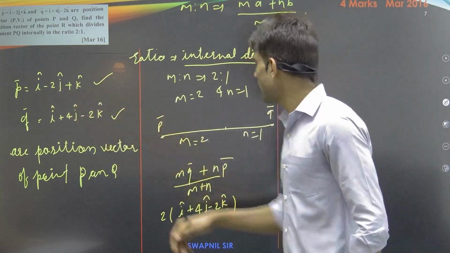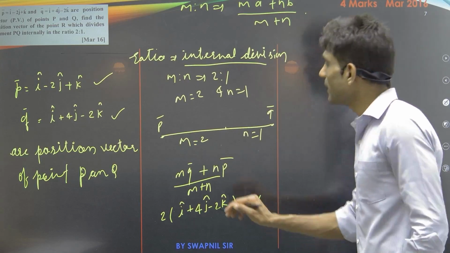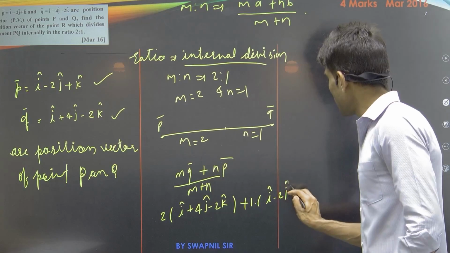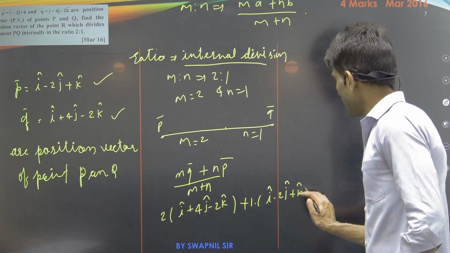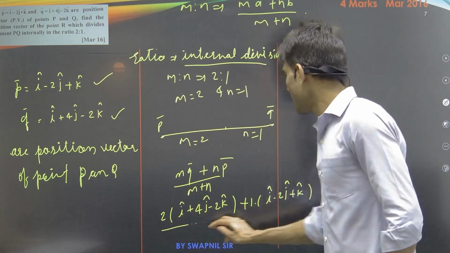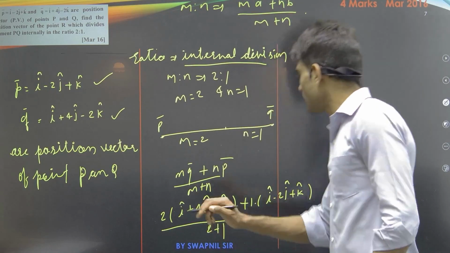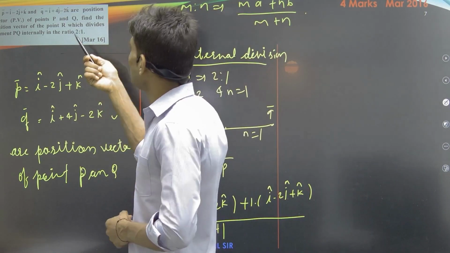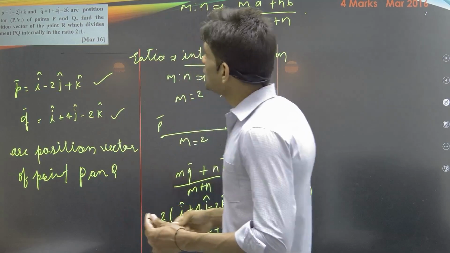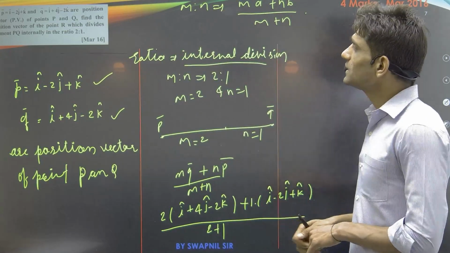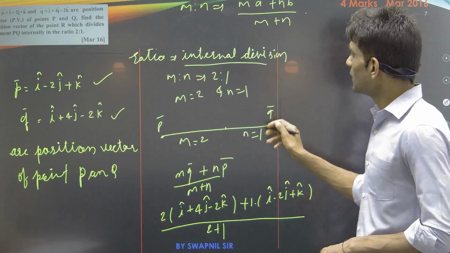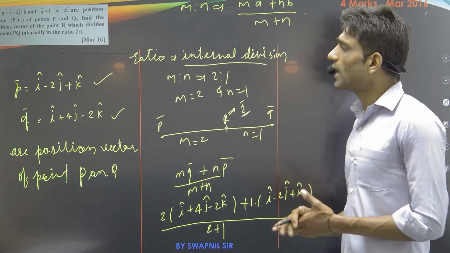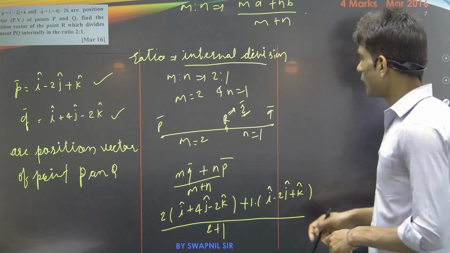Now what is the value of p bar? n is 1, into p bar, which is i cap minus 2 times j cap plus k cap. This is our second position vector, divided by m plus n, that means 2 plus 1. And always remember, we want the position vector of the point r which divides the line segment pq internally. That means we want that third point r, the position vector r bar.